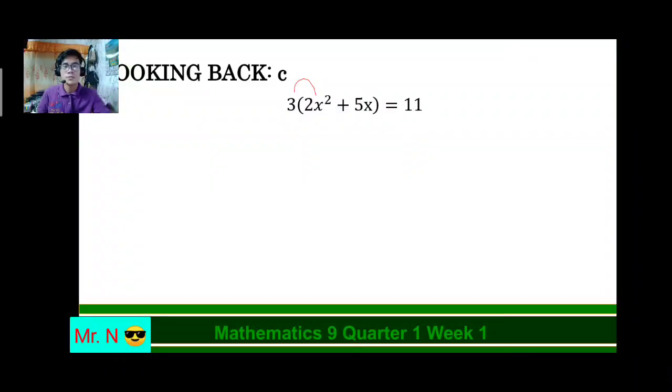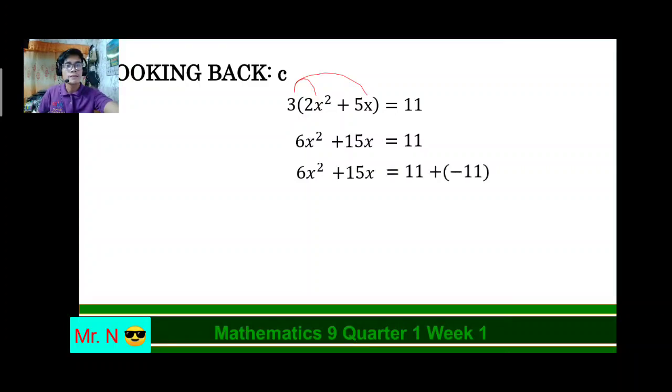Oh, I almost forgot. We should distribute first, no? 3 inside the parentheses. So 3 times 2x squared, that is 6x squared. And then 3 times 5x, that is 15x, is equal to 11. Now, it is time for us to remove 11 because we already simplified the expression on the left. So add the opposite of 11 on the right, which is negative 11.